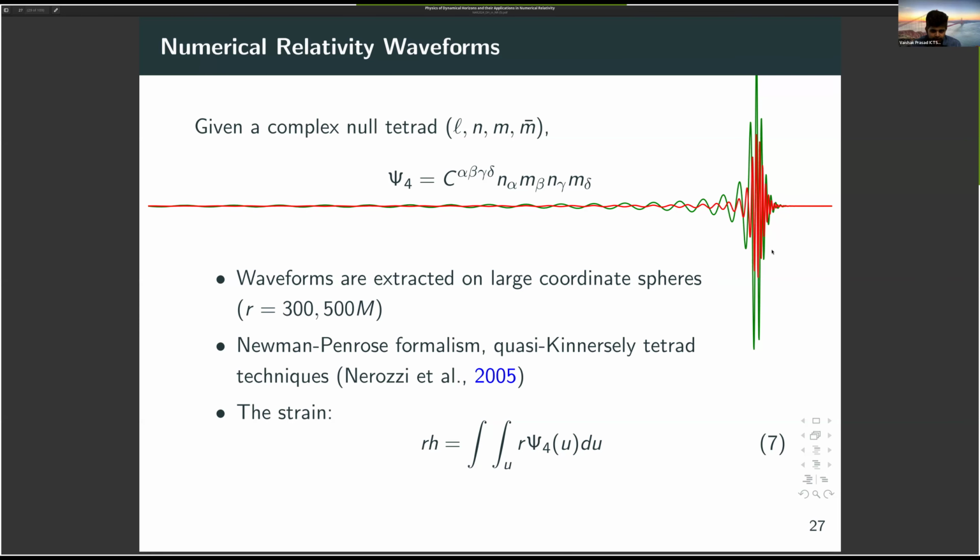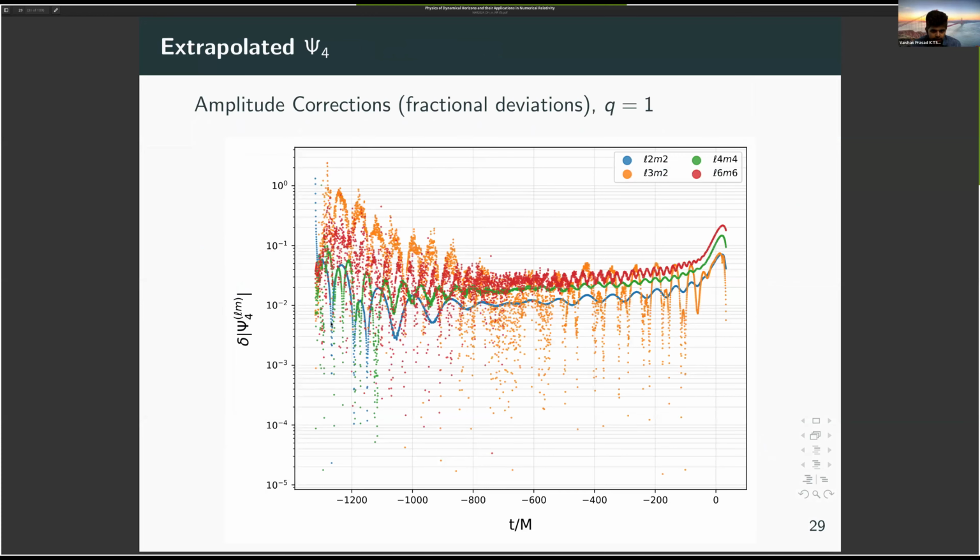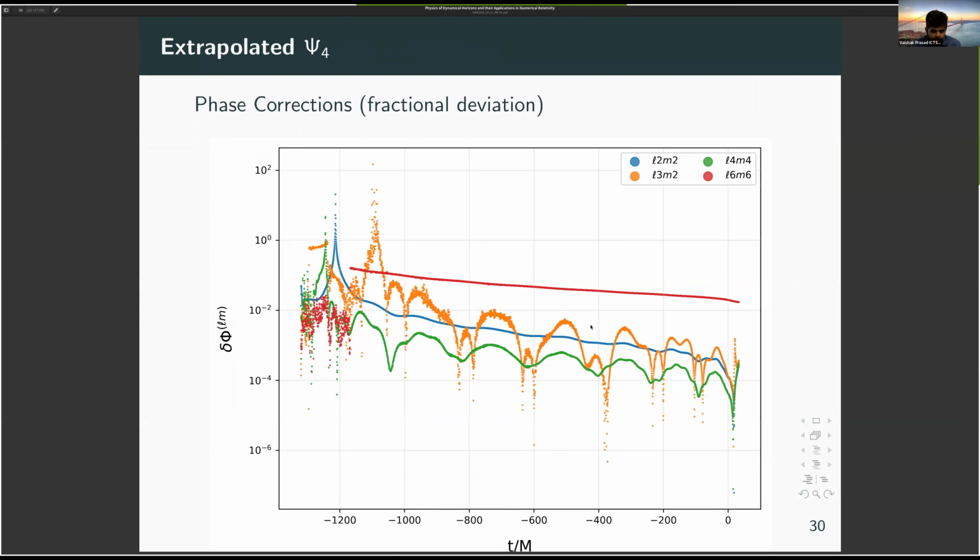And after having extrapolated, one should, of course, do other corrections. This is the extrapolation that I spoke about. There is also a perturbative way to extrapolate. You can assume the space-time inside the domain is a perturbed Kerr black hole, and you can try extrapolating using that method. And that's also favorable. And once you do extrapolation, of course, they introduce certain changes in your waveforms up to a level of 1%.